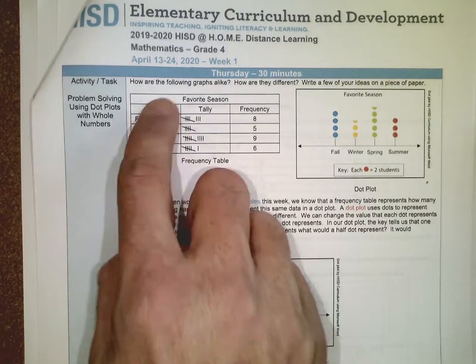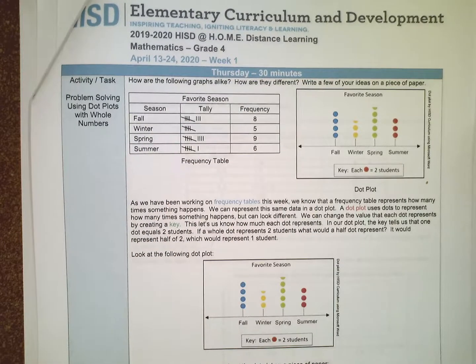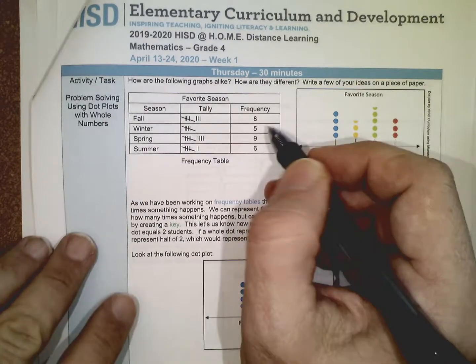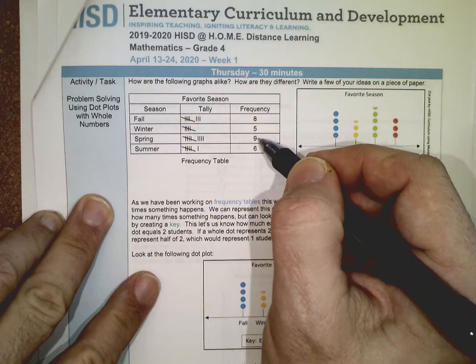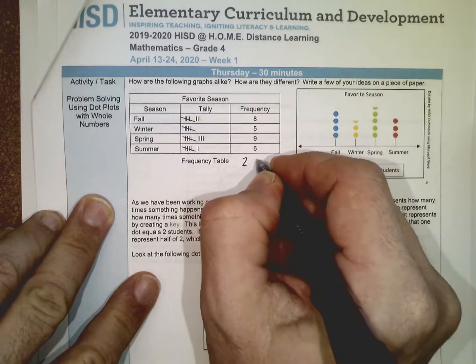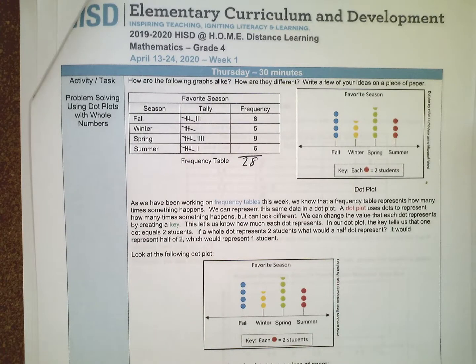So we have the 4 seasons, we have the tally marks, and then the sum of those tally marks. Now, just to give us a point of reference, we're going to go ahead and add these up. So 8 plus 5 is 13, plus 9 is 22, plus 6 is 28. So we have a total of 28 data points. And that's a useful way of checking our information.